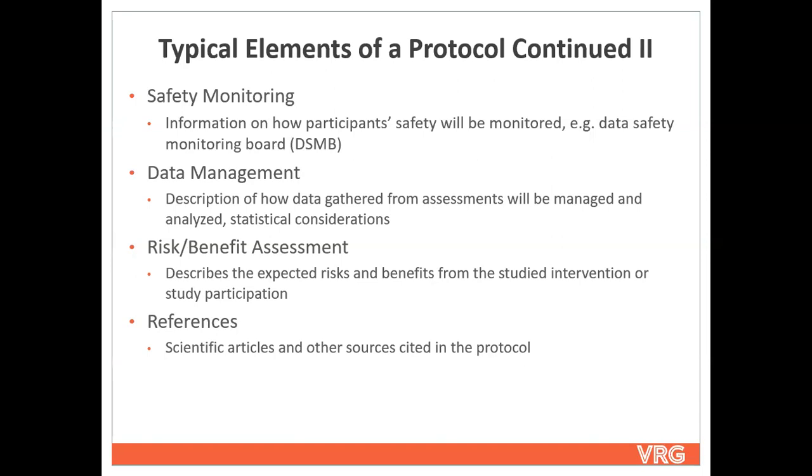Next, in the risk-benefit assessment, you will have information on expected risks in the study and benefits. So these are things, for example, let's say you have blood work as one part of your study, then an expected risk could be something like bruising from a blood draw or things like that. So these are, of course, important to know and relate to the participant.